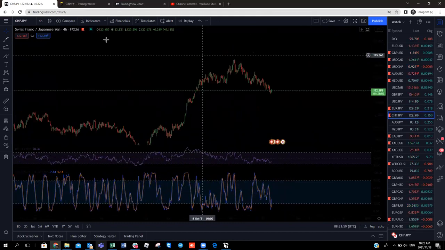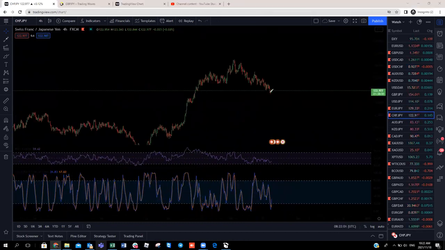Swiss franc yen, we'll look for it to continue to the upside from here. Also at a critical level, we want to see if it's going to give us this. If it gives us that, we're going to look to sell there. That is Chief yen.